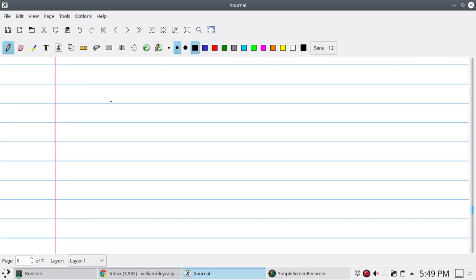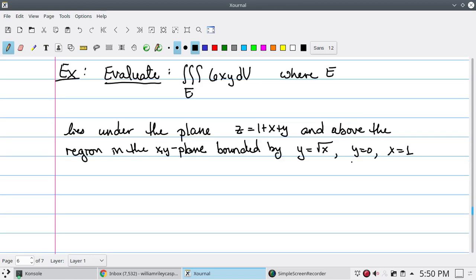To finish up here, let's try one more example where we evaluate a triple integral all the way through and where the domain is not a box. So let's consider the following example.